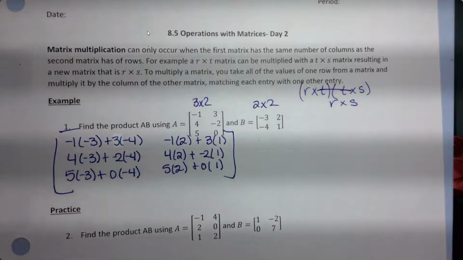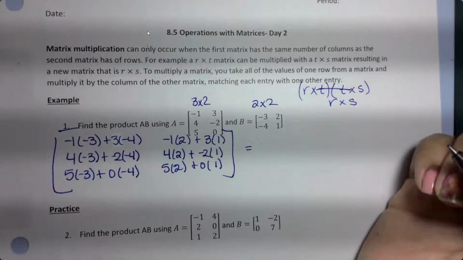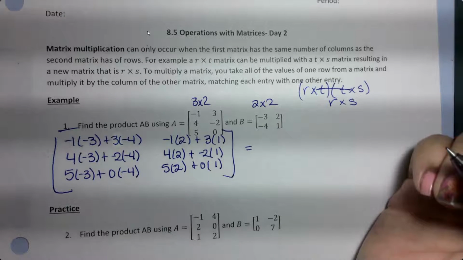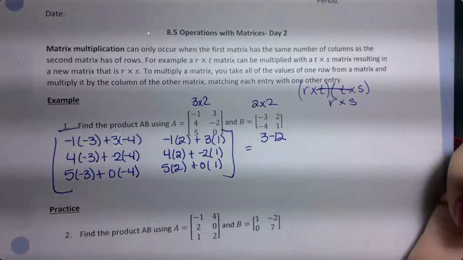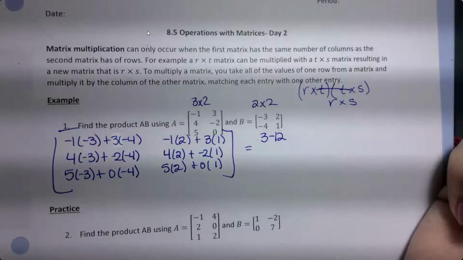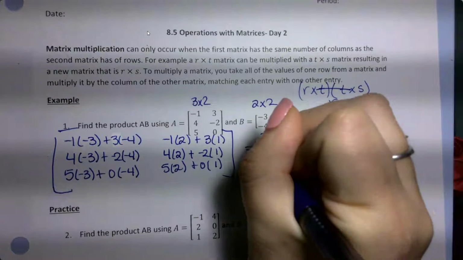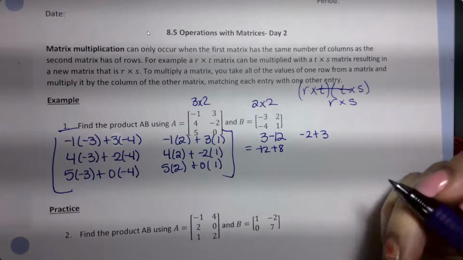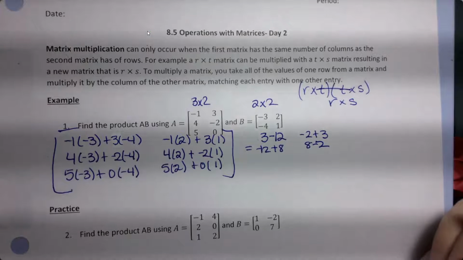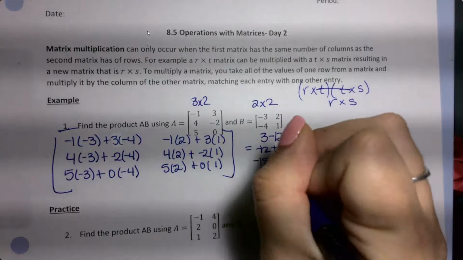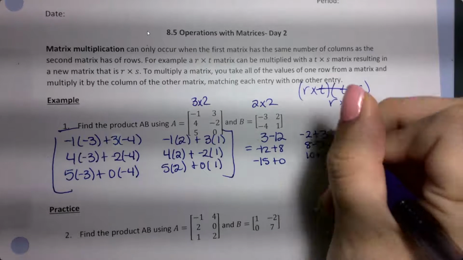Okay. Then I just need to actually go ahead and do out all this math. So -1 times -3 gives me 3. 3 times -4 gives me -12. First row, second column is going to give me -2 plus 3. Second row, first column, it's going to give me -12 plus 8. Second row, second column gives me 8 minus 2. Third row, first column gives me -15 plus 0. Third row, second column gives me 10 plus 0.